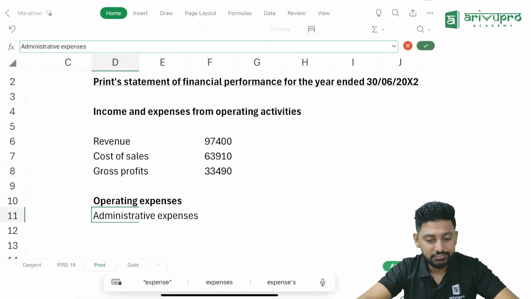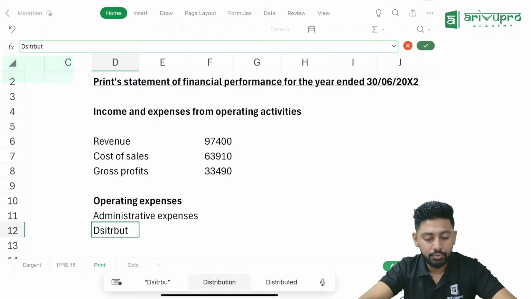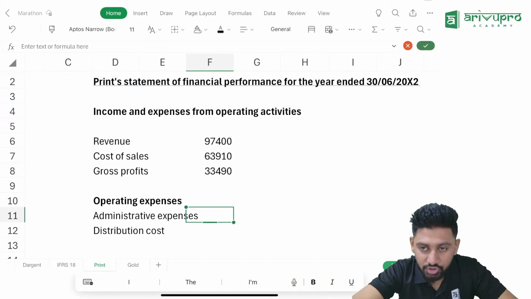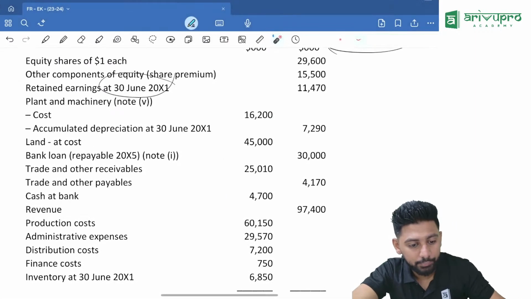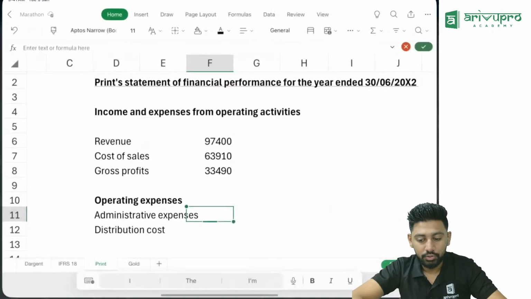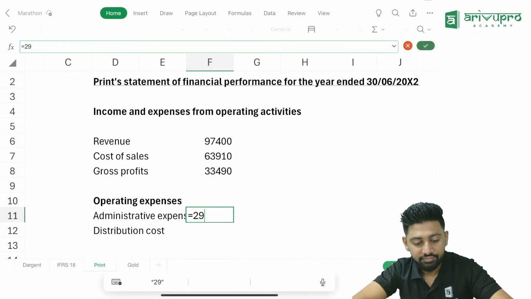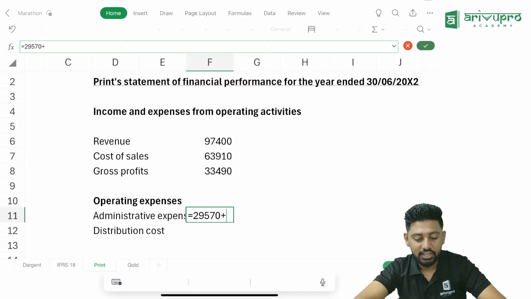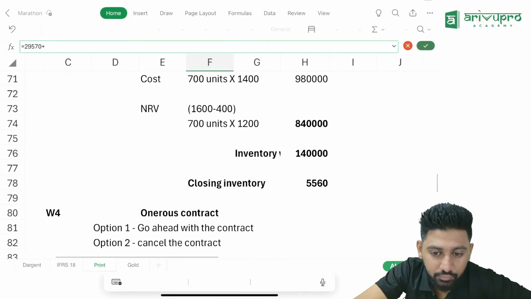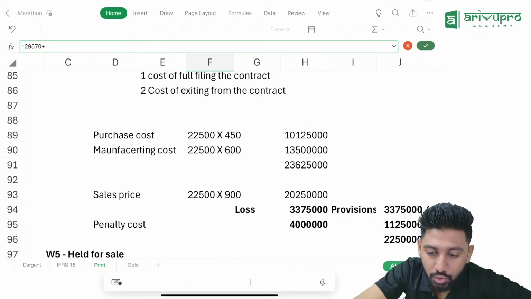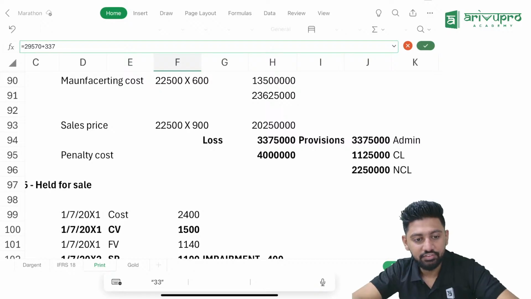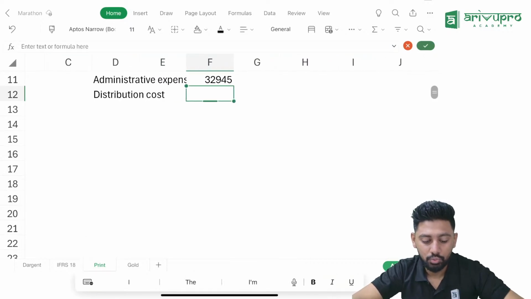Administrative expenses and distribution cost. My administrative expenses is already given to me. My admin expenses is 29,570. So equals 29,570. Did we do any adjustments to this? Yes, we did an adjustment. I remember we worked out our provisions, 3375. So 3375, I'm going to simply add it, 32,945.